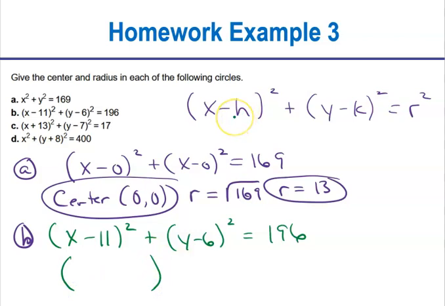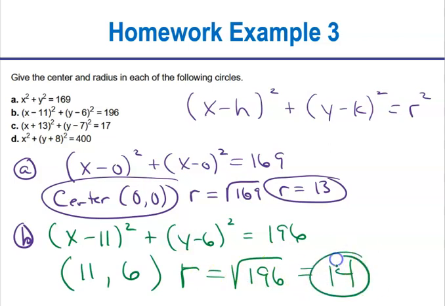Okay, so my center, remember how there's a negative in the formula, which means my h value is positive 11. Again, there's a negative in the formula, so my k value is positive 6. All right, and then my r value is the square root of 196, which is 14. So there's my center and there's my radius. Okay, I think you can do the rest of them.